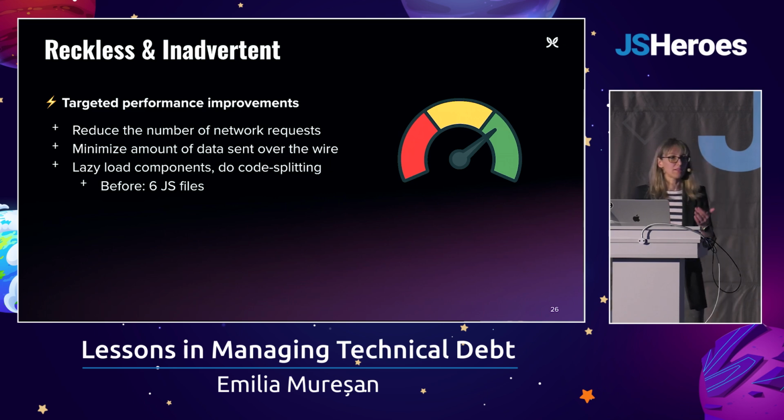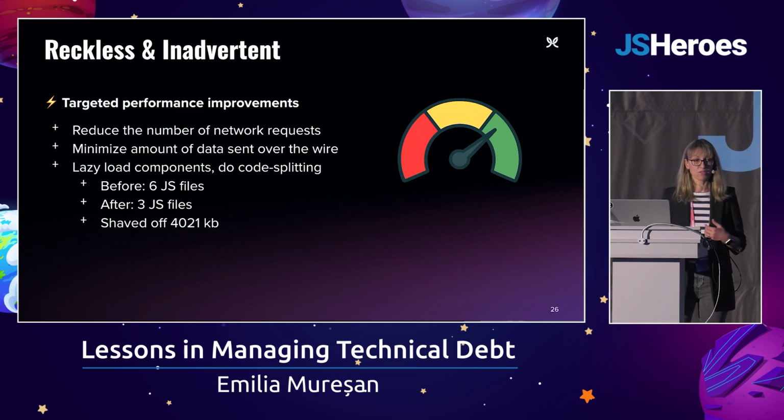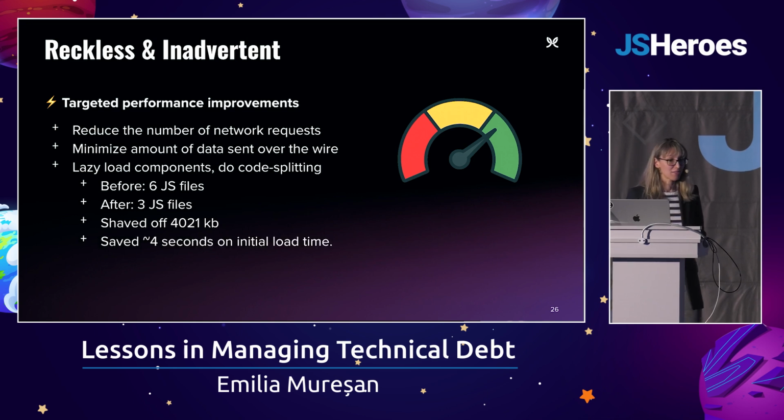So for example, in our case, in this area of the app, we were loading 6 JavaScript files. With code splitting, like using React Suspense and Lazy, we ended up with 3 JavaScript files. We shaved off 4 megabytes and saved 4 seconds of initial load time.